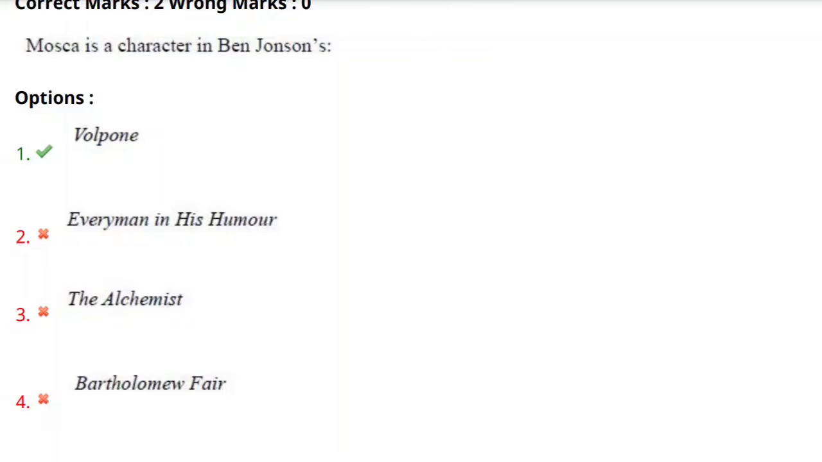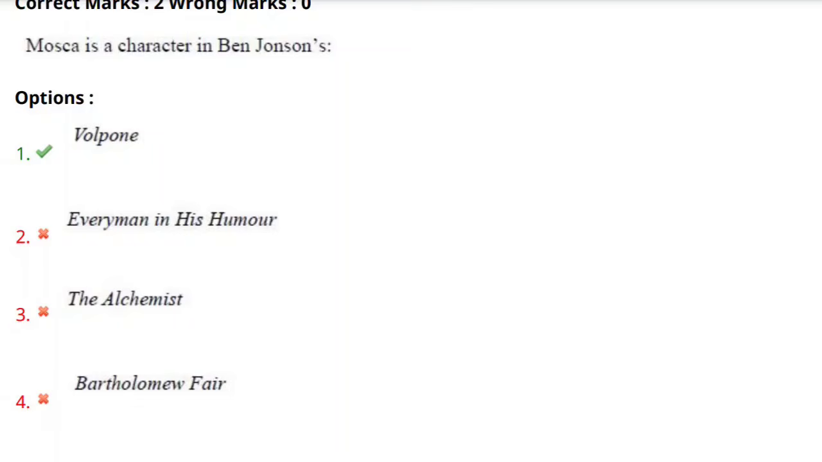Volpone is the fox and Mosca is the fly. The fly is the servant to that fox, which is Volpone. Mosca always helps Volpone to trick others for personal gain. So, the fox, as we all know, has the characteristic of a deceiver, and Mosca is the fly, which helps that deceiving fox deceive others for the personal gain of Volpone.